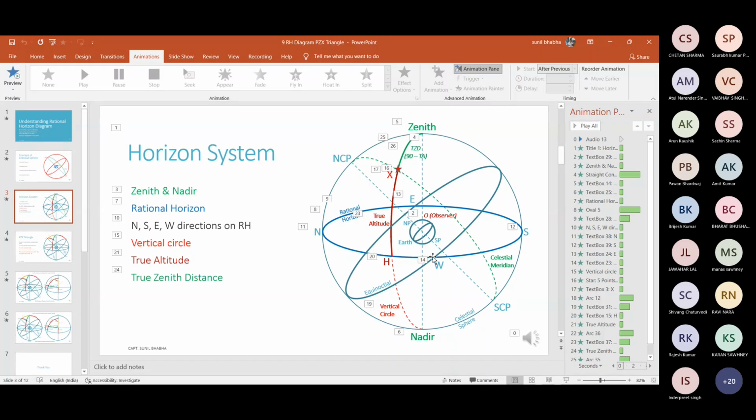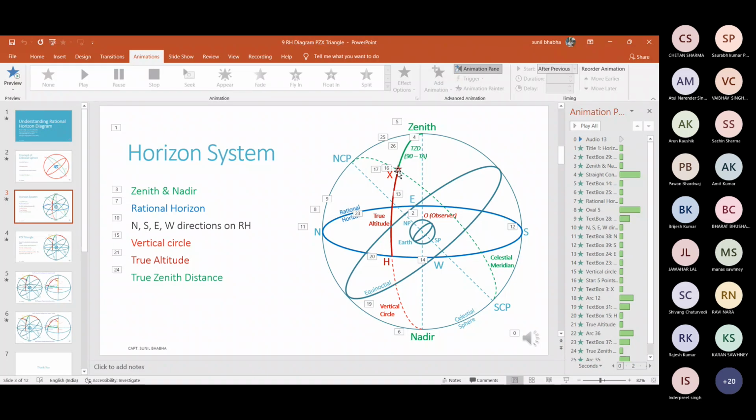Then we saw what is a vertical circle. You see, from the zenith going up to the nadir, passing from the celestial body, that's a vertical circle. The red dotted line highlighted with maroon and green colors. And on this vertical circle, we saw the true altitude of the body, H2x, highlighted in maroon, and we saw the true zenith distance of the body, highlighted in green, that is Z2x. So I think this was the last I did, correct, beta? Yes, sir. Okay, all right.